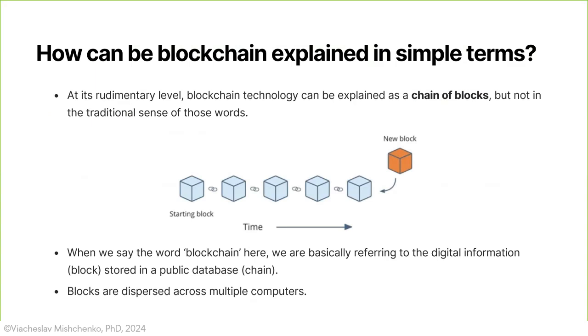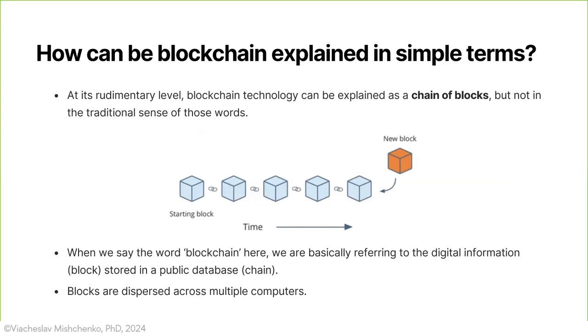So now let us explain blockchain in the simplest way possible. You can imagine the chain of digital blocks, but not in the traditional sense of these words. When we talk about blockchain, we are actually talking about something quite specific. What you see on the screen is a visual representation of how blockchain works over time, because you can notice how each block is connected to the next one, forming a continuous chain. And this is fundamental to understanding blockchain technology. So when I say block, I'm referring to digital information that's stored in a public database, which we call the chain. If you think about each block as a container holding important transactional data, you can understand that.